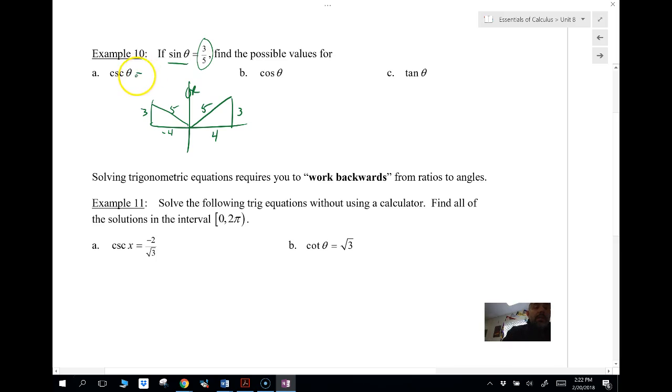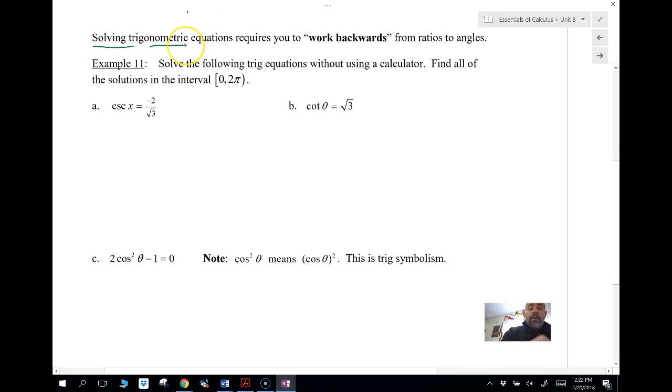So cosecant here is going to be 1 over sine. It's the reciprocal, so that's 5/3. It doesn't matter which side it's on, it's still going to be 5/3. Cosine, however, does depend on which side because it's the adjacent over hypotenuse. So we're going to say plus or minus 4/5. We don't actually know. And this one also is going to be plus or minus, and it's the opposite over adjacent. Again, we don't know if it's going to be on the right side or the left side of the y-axis.